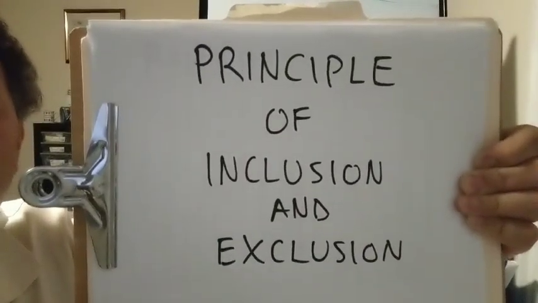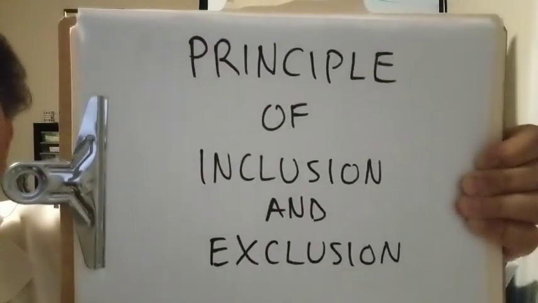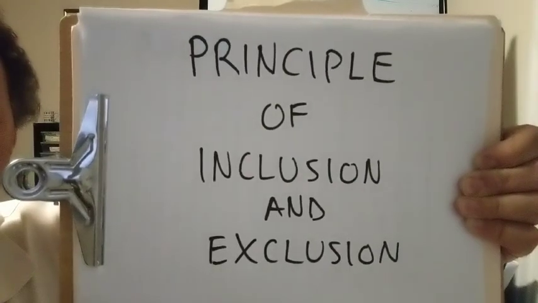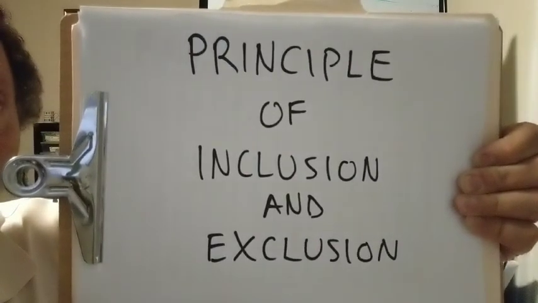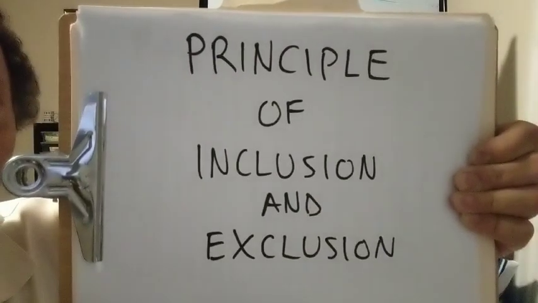The subtraction principle of counting says that if you want to count all the elements in a set that don't have a certain property, you could count all the elements in the set and then subtract the ones that do have that property. Let's look at a more advanced version of this idea.